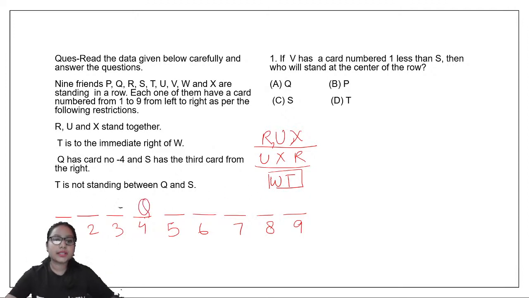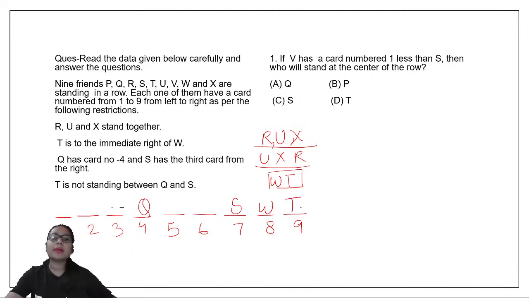Next, Q has card number 4. It means Q is here. And S has the third card from the right. It means S is here. Okay, so two positions we have already got. T is not standing between Q and S. So T won't come here. And T is along with W. So these two positions are fixed. It means this is the only possibility for T and W.